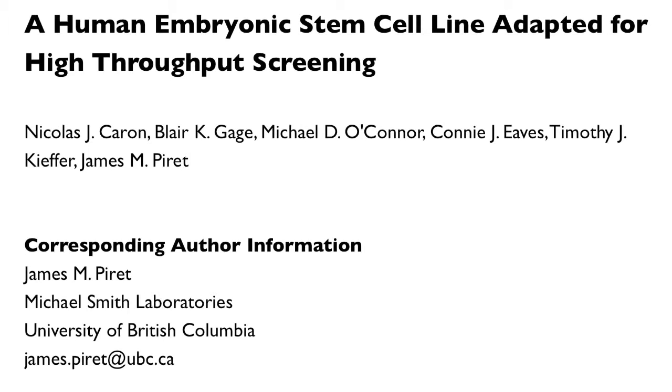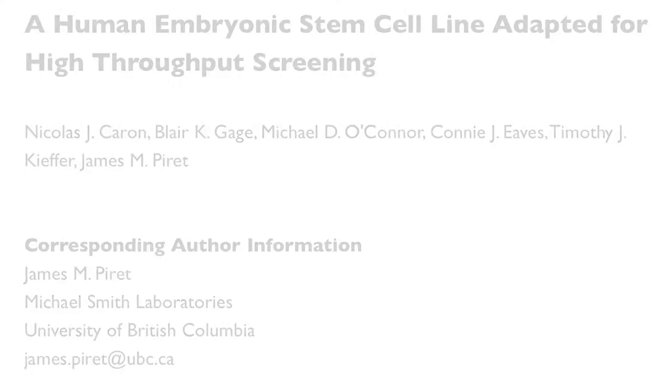In this video abstract, I'm going to tell you about a CA1S cell line, which is a human embryonic stem cell line that's adapted for high throughput screening. This work was done in collaboration with Dr. Nicholas Caron in the lab of Dr. Jamie Perret, who's the corresponding author for the paper. Together, we developed and characterized a human embryonic stem cell line that has the ability to be seeded from a single cell suspension without loss of pluripotency or induction of spontaneous differentiation.